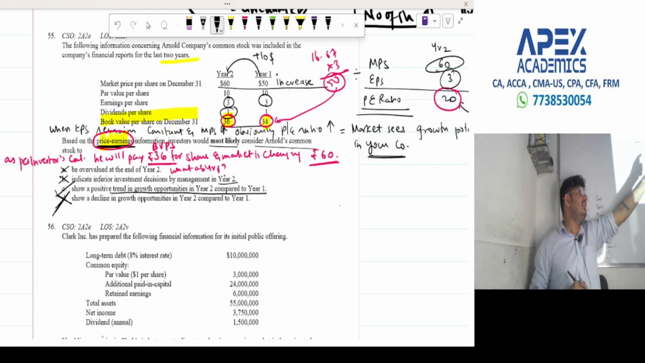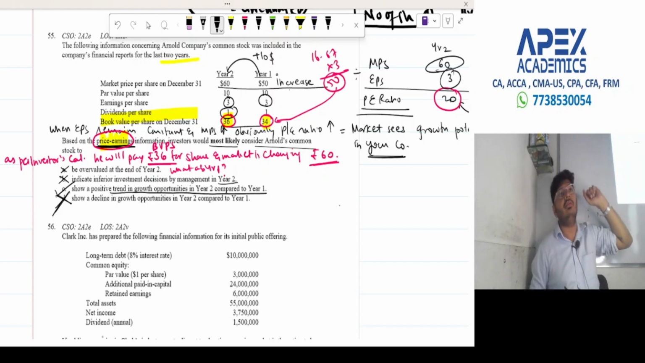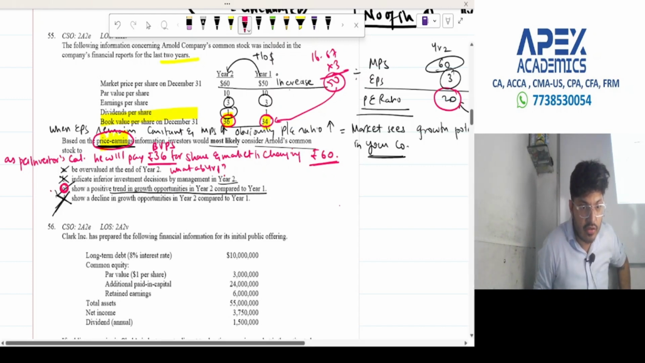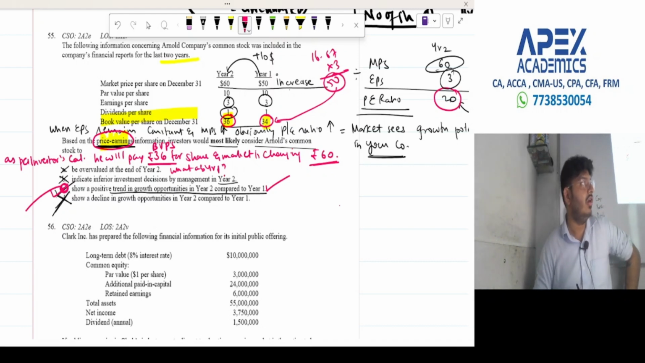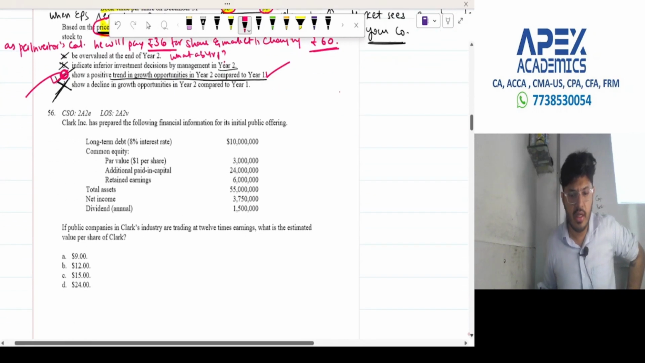As a matter of fact, there is increase in growth opportunities। I hope you're able to understand this particular point। Yes or no? Please tell me that. Clear है? 100%. So what is your answer? Answer को इधर ये, this is your answer. Point number C is your answer. It shows a positive trend in growth opportunities in year 2 compared to year 1. Do I make myself clear? Yes or no?